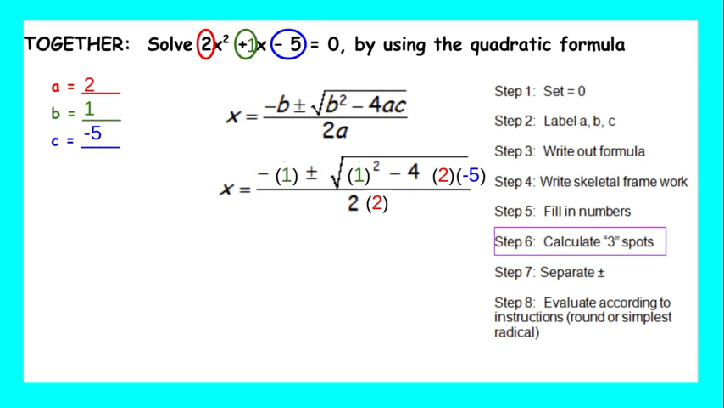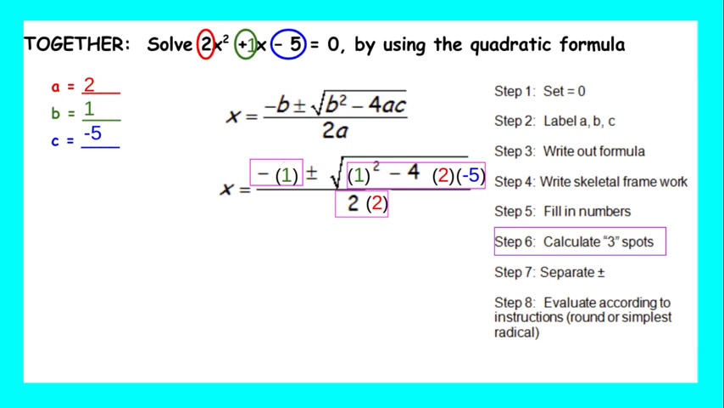Step 6 says calculate the 3 spots. The 3 spots are here in pink. We are going to put each of those into our calculator. If you notice though, I did not circle the square root sign. It's very important because sometimes we're going to have to leave our answer in simplest radical form. If you put the radical in your calculator when calculating these spots, you're going to end up doing it wrong.